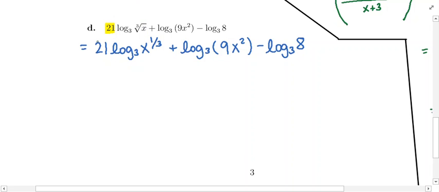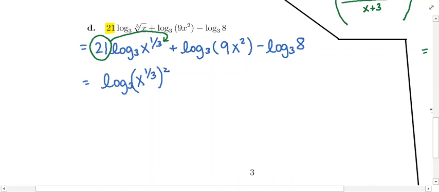Now that I've rewritten this, the cubed root of x is x to the 1/3 power. Now it's going to be easier to deal with this 21. I have a number times a logarithm, so this 21 can come up here and become the exponent on the x to the 1/3. So this is going to be the log base 3 of x to the 1/3, raised to the 21st power. It's going to look like that. Again, I'm going to leave the other two logarithms alone for now.